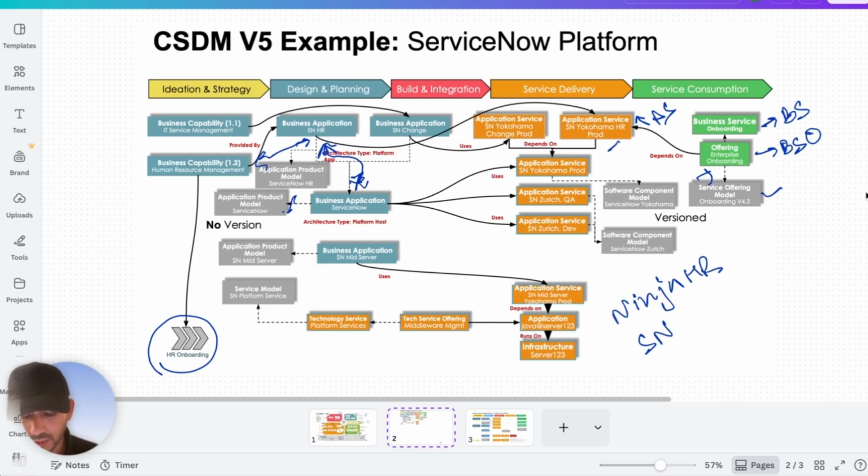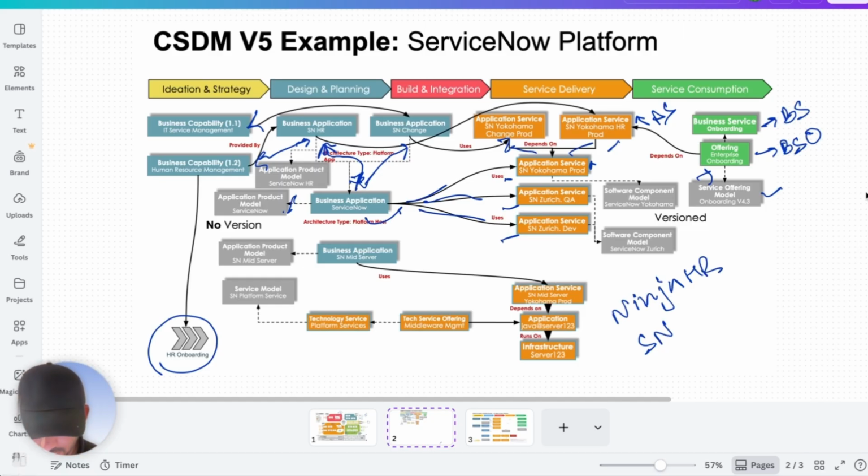And there is another business application for your platform, which is SN change. This business capability is IT service management. It uses this change prod. And ServiceNow itself has three application services, which are prod, Zurich, and dev. Now this prod application service has two others, HR and change, all right?